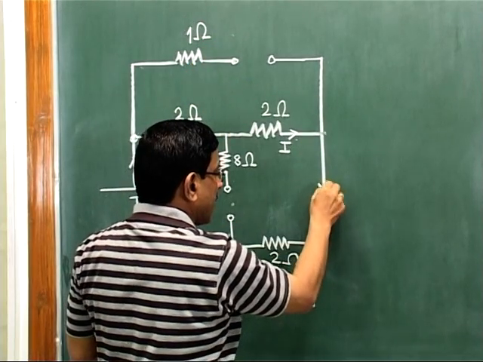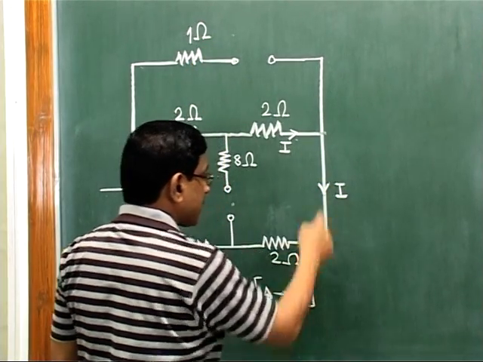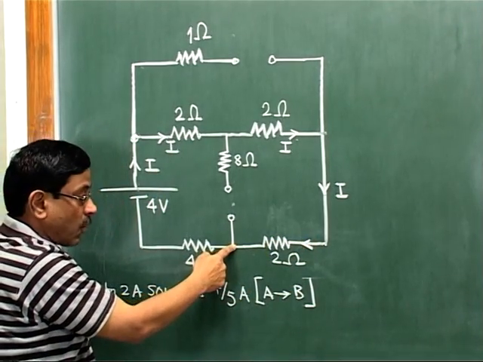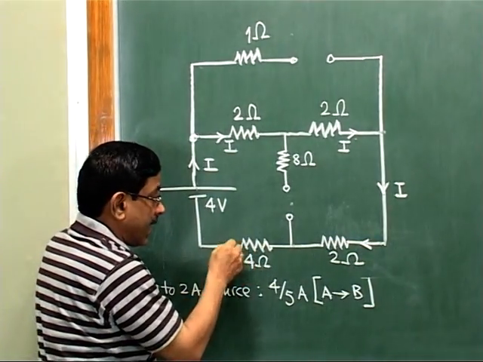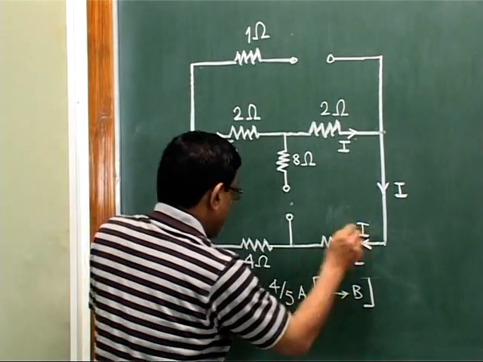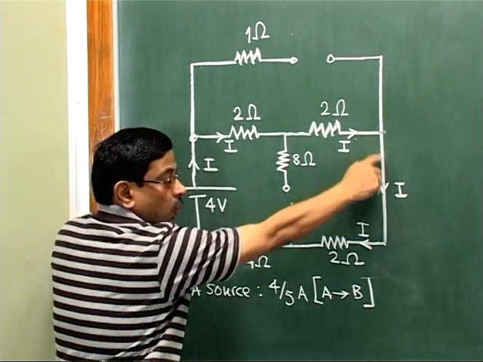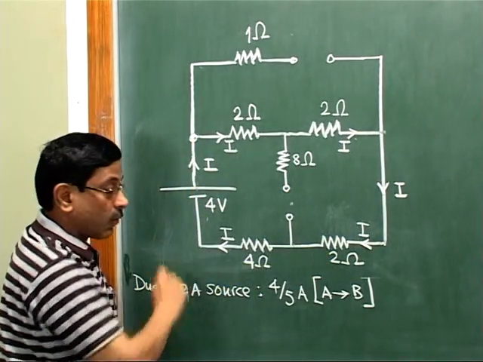So the entire current I will be coming down like this. The same current I will be flowing here. This current reaches this point, and also the same current I will move ahead towards the left. So this will be a simple closed loop like this across this 4 volt source.